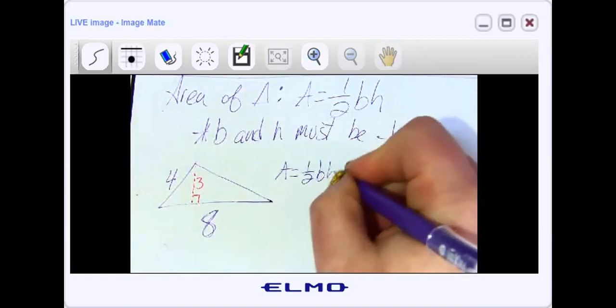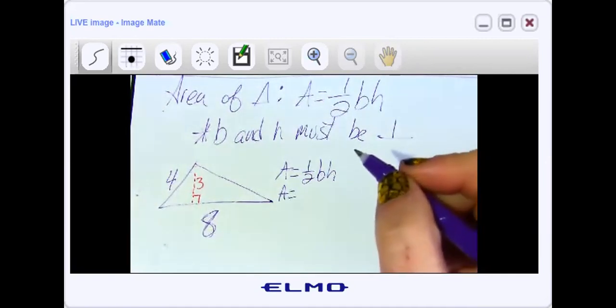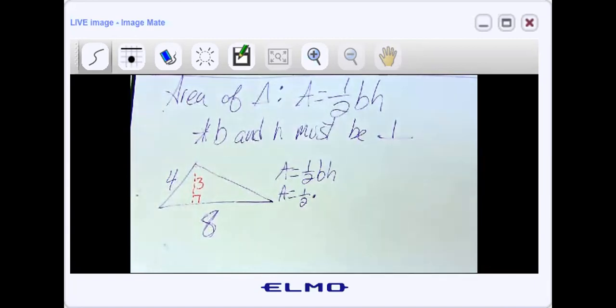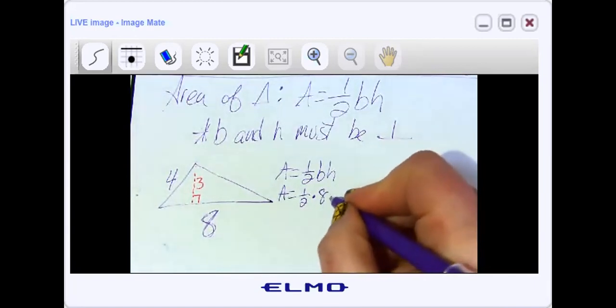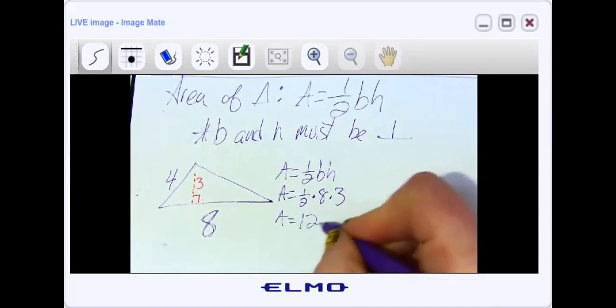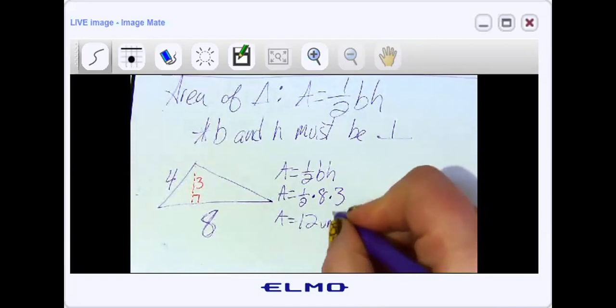1/2 base times height. So don't forget to do that. Oh, it wouldn't be 24, it's 12 because I forgot the 1/2 part. Exactly what I told you not to forget. 1/2, my base is 8, my height is 3. Okay, so I'd get 12 there as my answer. Still units squared or square units, however you want to do it.